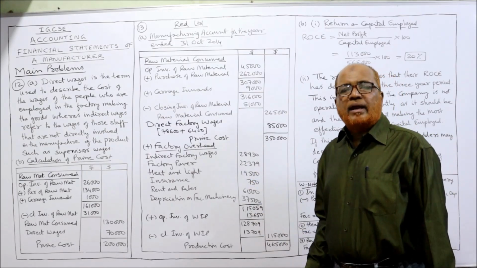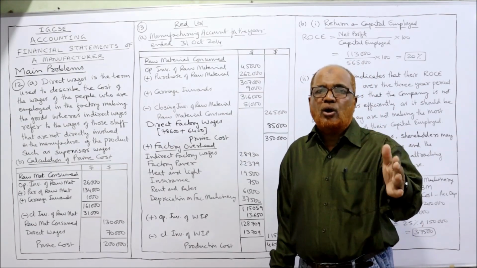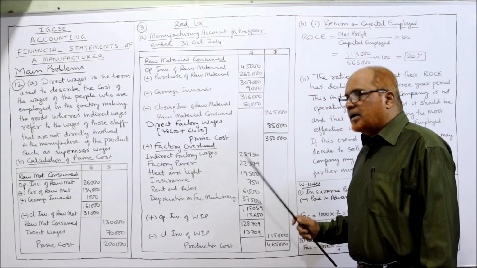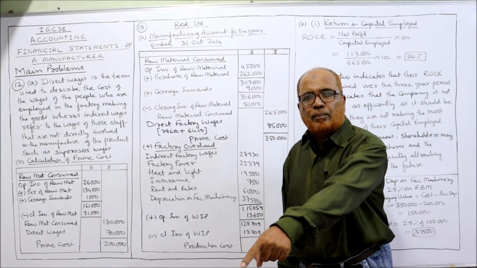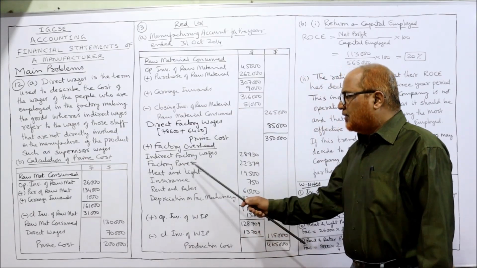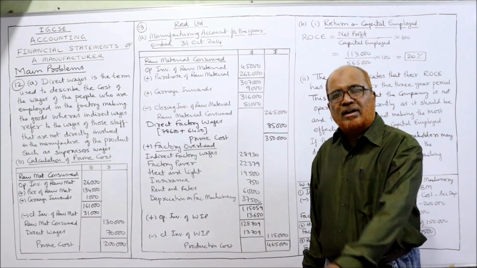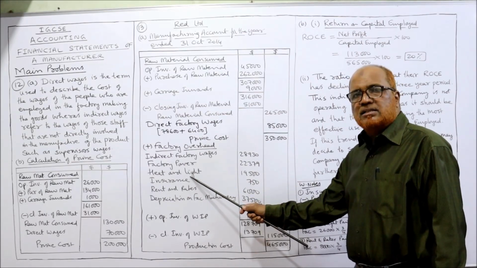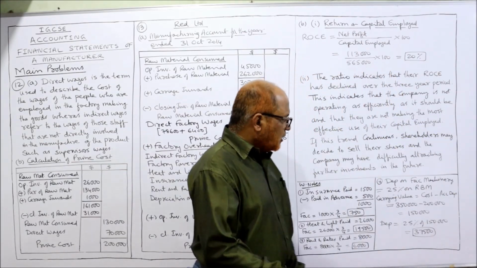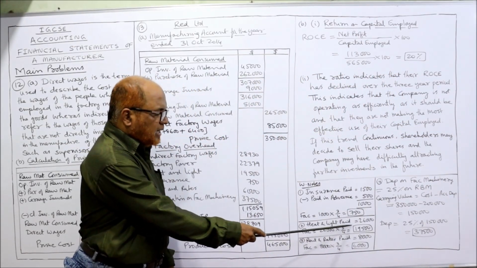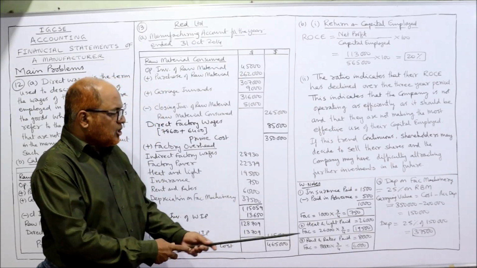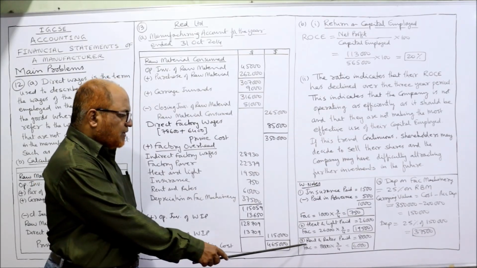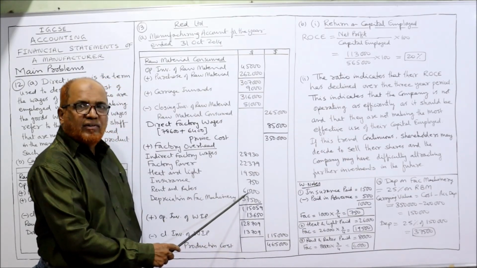Now factory overhead or manufacturing overhead means the same. So what are the items? Indirect factory wages 28,930, directly given in the problem, no adjustment. Then factory power 22,379, given in the problem, directly I have taken. Heat and light, in working notes I have shown you here, 19,500. Similarly insurance 750, I have shown the calculation in working note. Similarly rent and rates 6,000, I have given in the working note.